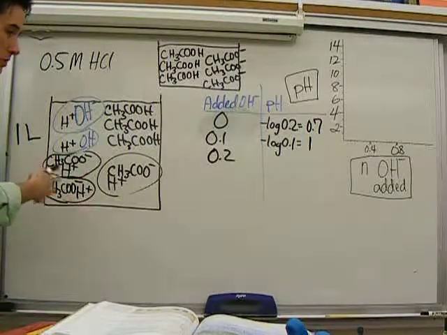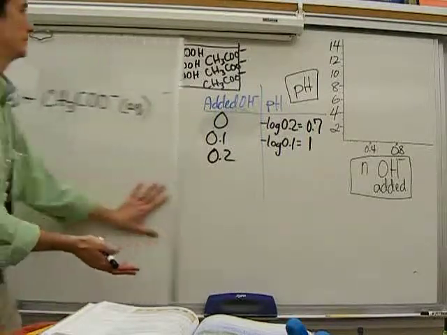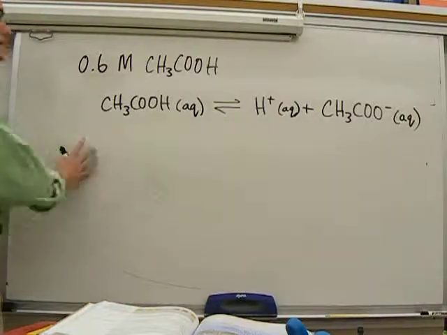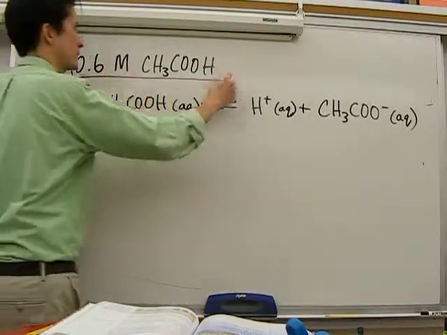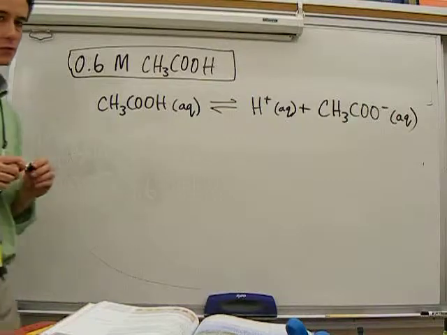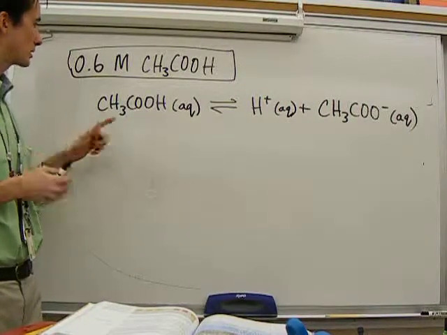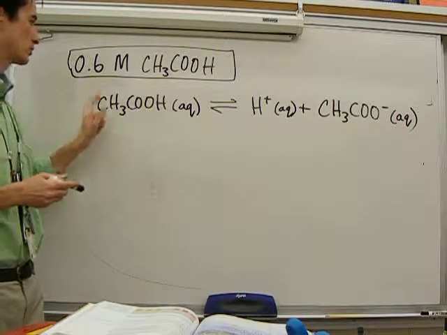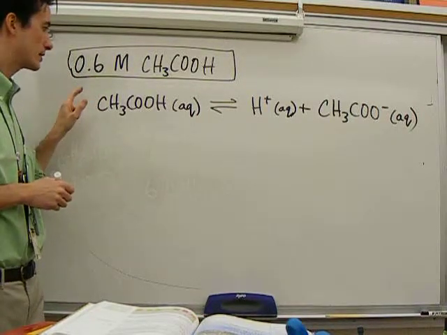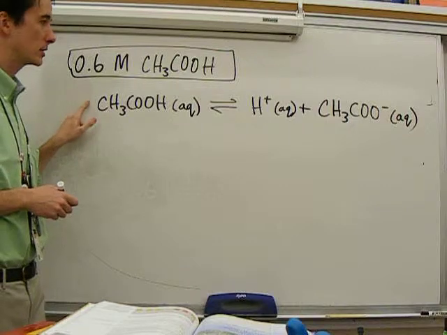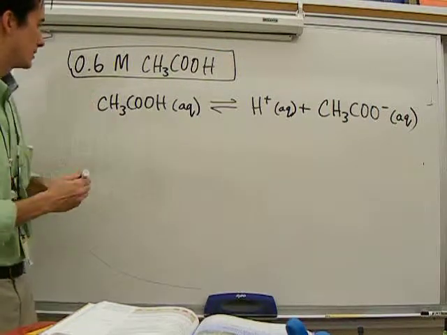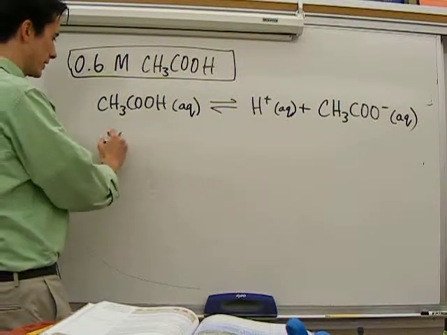It's not a strong acid, so it's a little bit more complicated. All right, so what we've got is this solution. If it was a strong acid, it'd be nice and easy, 0.6 moles of protons, 0.6 molar protons. But here we've got acetic acid. This is the equilibrium expression for it, so we can write that Ka.